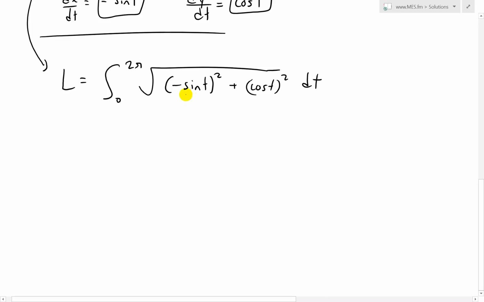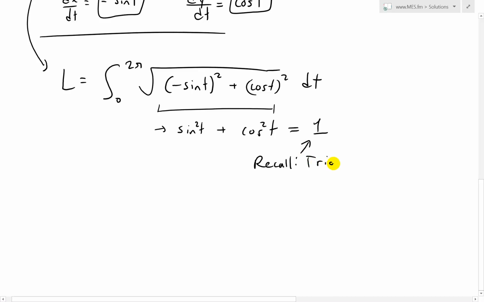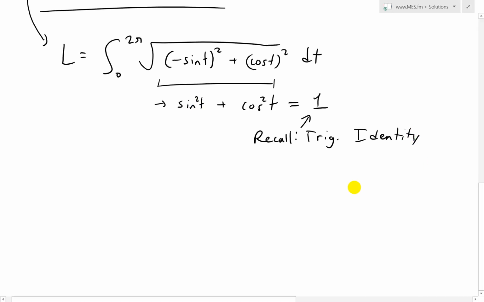Now this negative sine t squared is just positive sine squared t. So what we get is sine squared t plus cosine squared t. Recall that this equals 1. This is the trig identity, and I have the proof in my earlier video. Basically, sine squared plus cosine squared is just 1. So this whole thing is just 1.